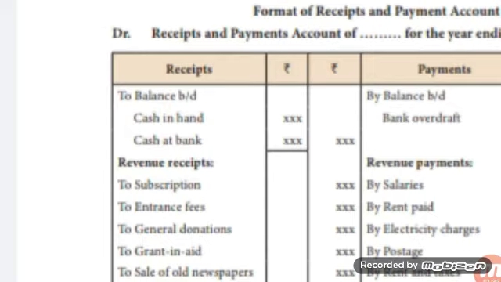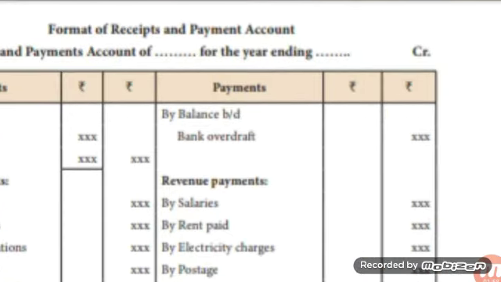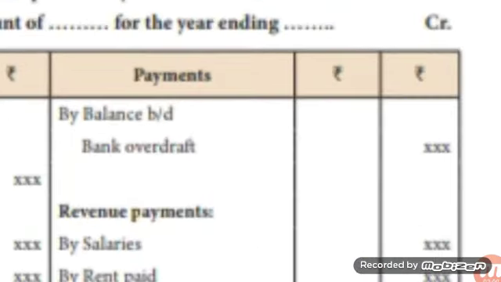Children, note the point. Record the favorable bank balance on the debit side. If there is any unfavorable bank balance, what is unfavorable bank balance? Overdraft balance. That means the credit balance of the bank account will be recorded on the credit side as by balance brought down.